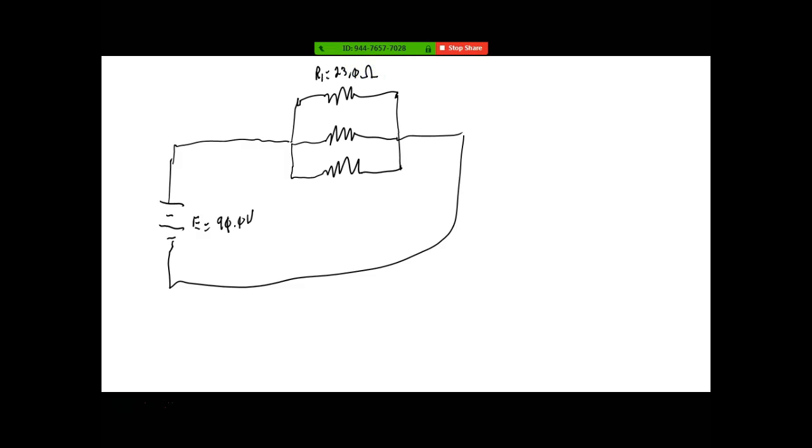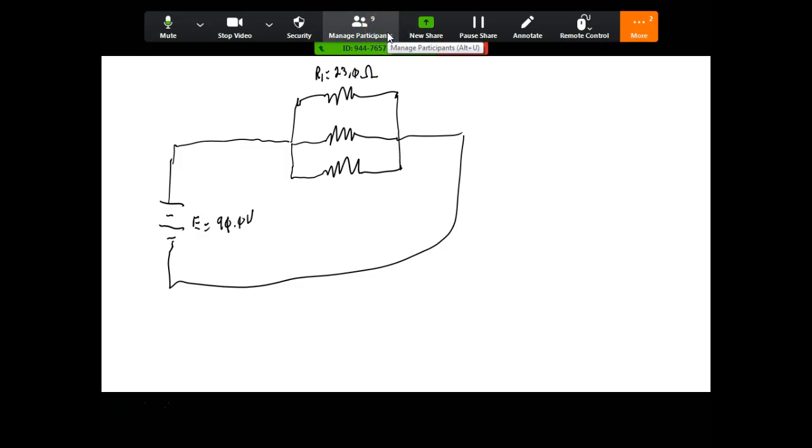Now, I saw something pop up. Oh, we lost somebody else. I keep checking just to make sure no one's trying to get back in or no new person's coming in.